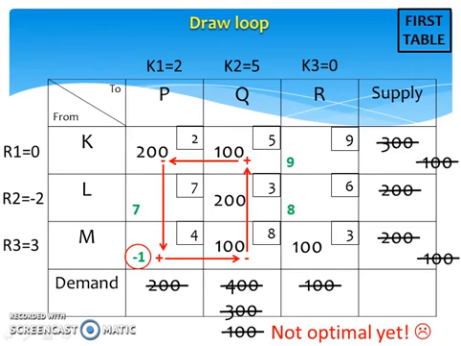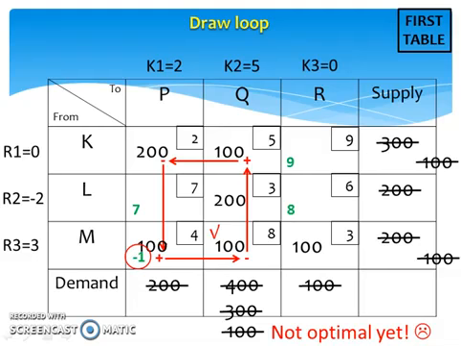Next, look at the loop, look at the squares with minus sign, and look at the values assigned. Choose the smallest value. Here, between 200 and 100, the smallest value is 100, so add 100 to the assigned value at the square with plus sign and subtract 100 from the assigned value at the square with minus sign. There is no assigned value at this square with a plus sign, so we simply put 100 here.